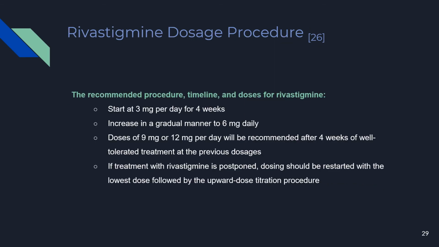Regarding the dosage procedure, the drug should be administered carefully and the patient should be well observed to ensure they experience minimal side effects. The recommendation is that treatment should start at 3 mg a day for 4 weeks, which should then be increased gradually to 6 mg a day. Doses of 9 and 12 mg a day will be recommended after 4 weeks of well-tolerated treatment at previous dosages. However, not all patients need to be given a high dosage. If treatment with rivastigmine is postponed for any reason, dosing should be restarted with the lowest dose followed by repeating the upward dose titration procedure.